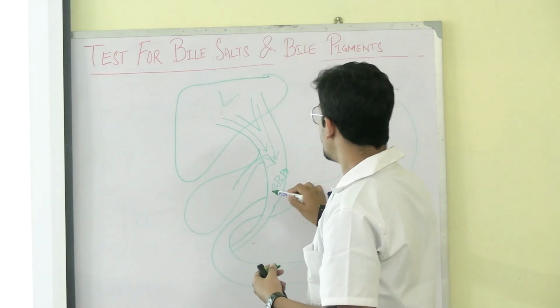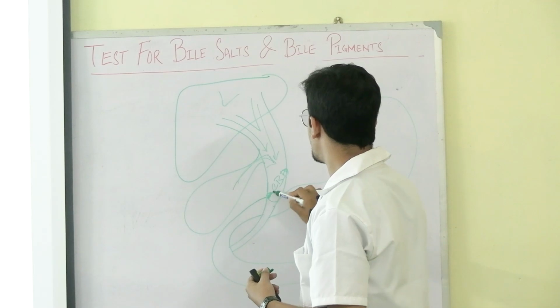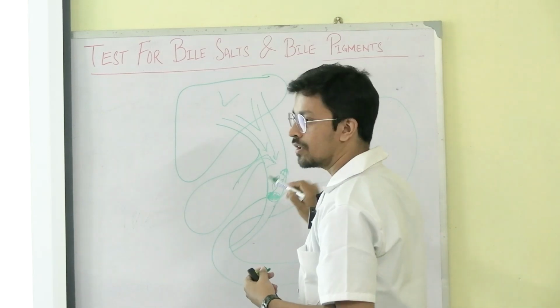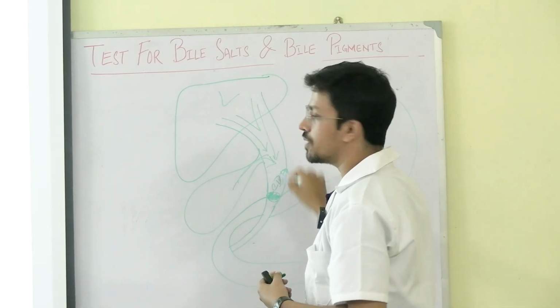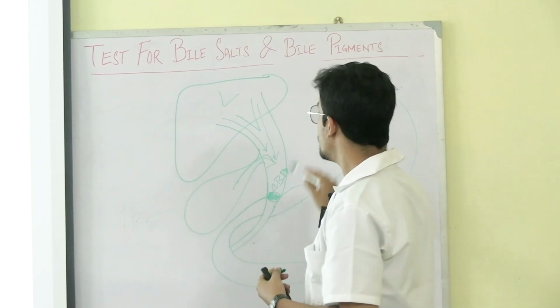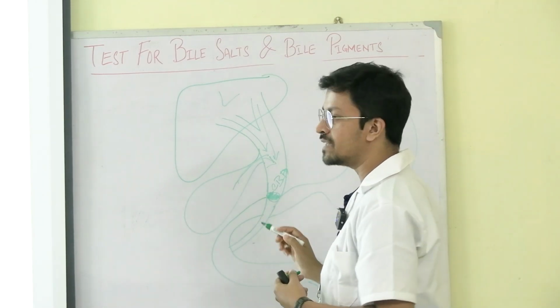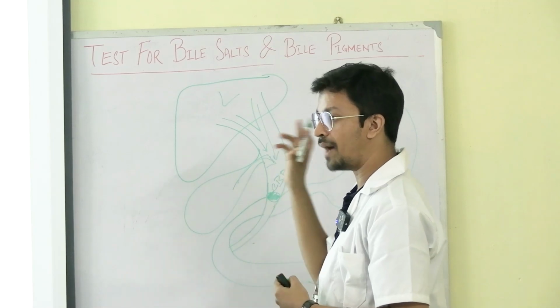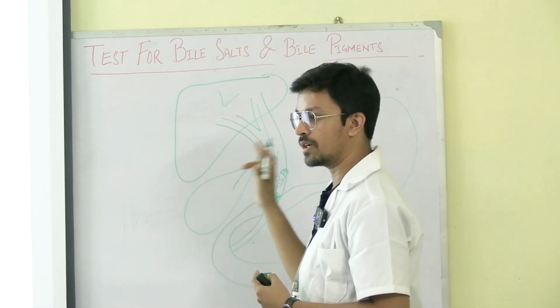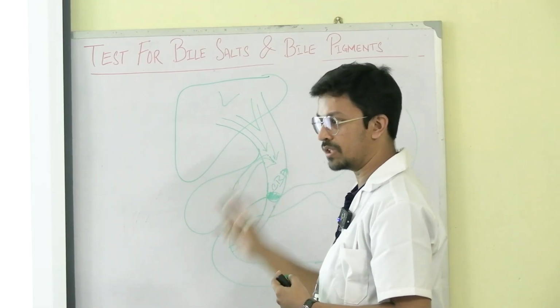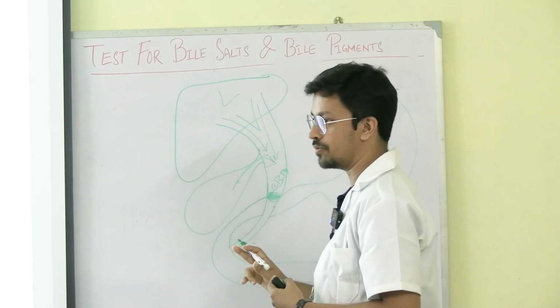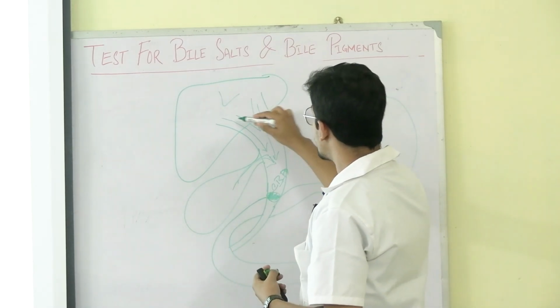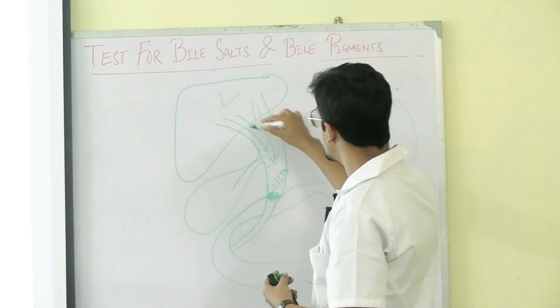Now let's say over here there is an obstruction. Some stone is blocking here. Now the bile salt will not be able to come through here. What will happen? These bile salts are easily diluted in water. They are water soluble. Whereas the bile pigments are not water soluble. Get this first: bile salts are water soluble and bile pigments are not water soluble. Because bile salts are water soluble, what do they do? They cannot come through here.